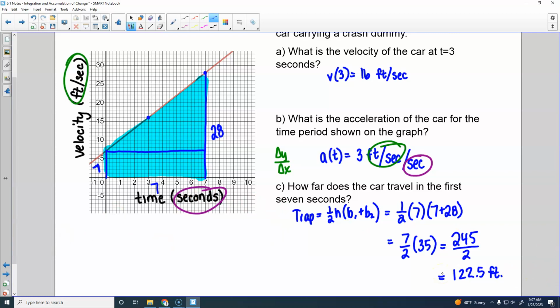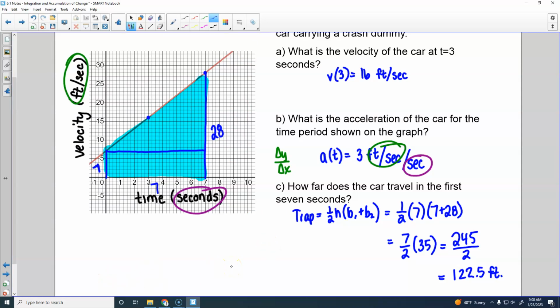Because if you have a constant acceleration of 3 feet per second squared, and the velocity at t equals 0 is 7 feet per second, then you can figure out how far that car would go in the first 7 seconds. That's more difficult to do than just a constant rate of change. Constant rate of change is pretty easy for that.